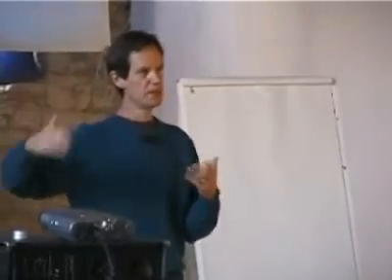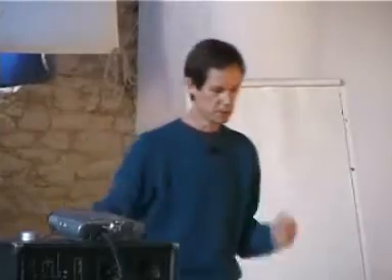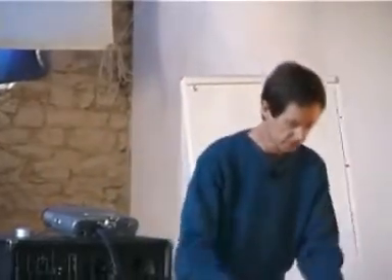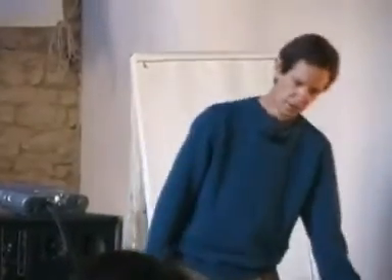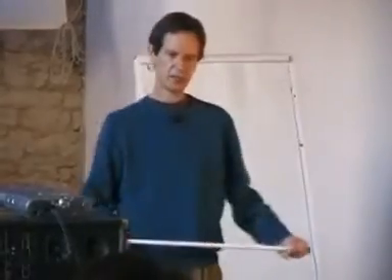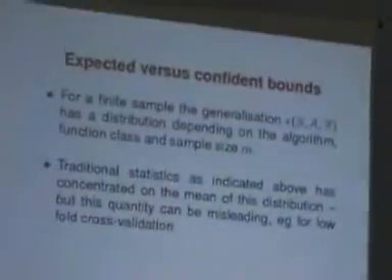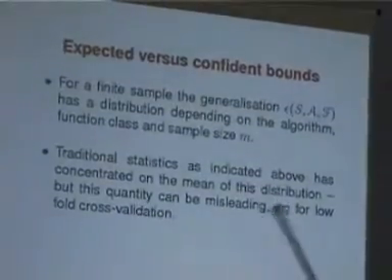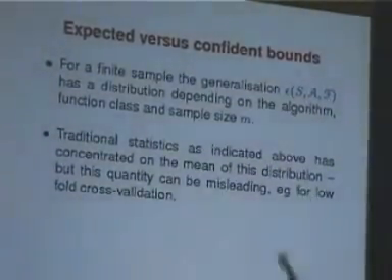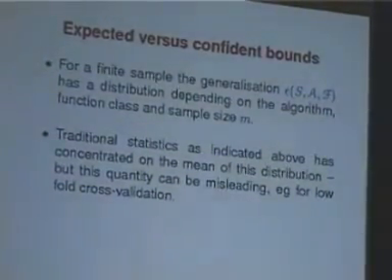Does it happen at 1 million? Does it happen at 1 billion? What we want to know is what happens on a finite sample, really. For a finite sample, generalization has a distribution depending on the algorithm, function class, and sample size. So, as I've indicated above, traditional statistics has looked at the mean of this distribution, but I think we have hopefully seen that it can be misleading.